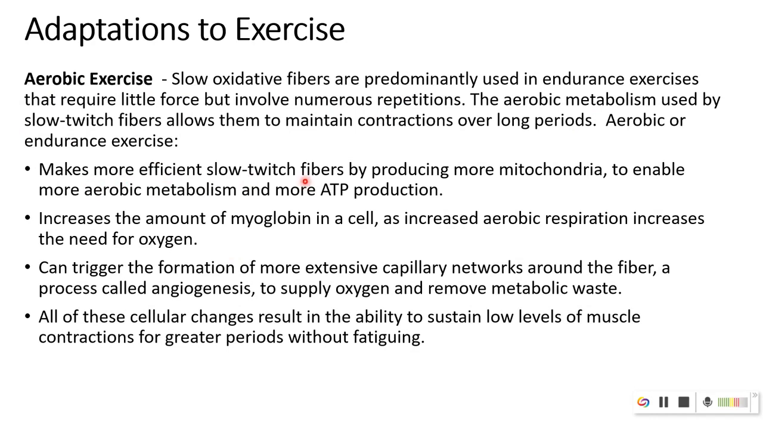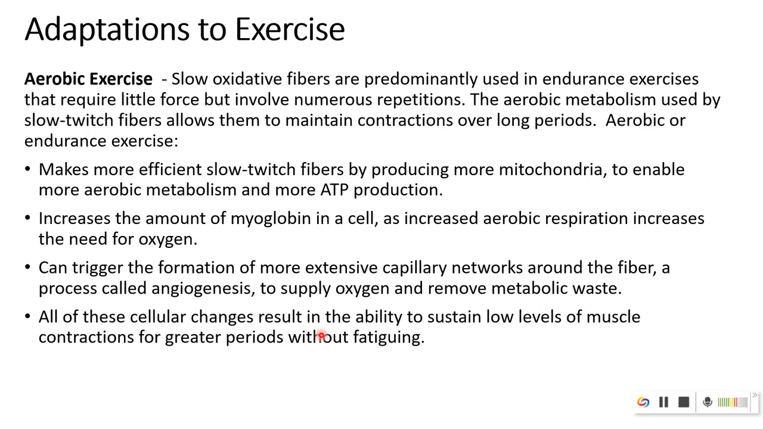So it makes more efficient slow twitch fibers by producing more mitochondria to enable more aerobic metabolism and more ATP. Increases the amount of myoglobin in a cell, as increased aerobic respiration increases the need for oxygen. Endurance exercise also triggers the formation of more blood vessels, capillary networks around a fiber. We call that angiogenesis, formation of vessels, to supply oxygen and remove waste.